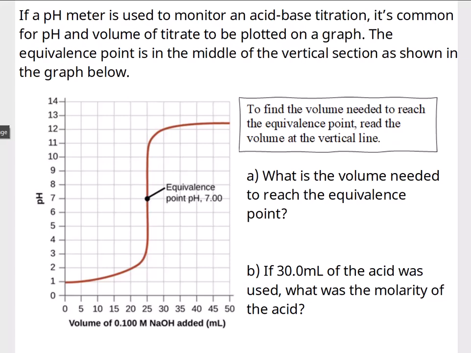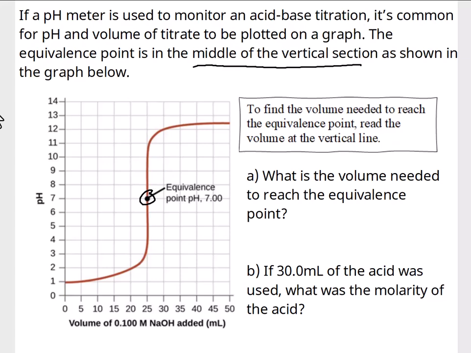If a pH meter is used to monitor an acid-base reaction, it's common for pH and volume of the titrant to be plotted on a graph, as shown here. The equivalence point is the middle of the vertical section. So this is my equivalence point. Equivalence point isn't always 7, it just happens to be in this problem. When we talk more about acid-base titration later in the year, we'll see that sometimes it's above 7 or below 7, depending on what's reacting.